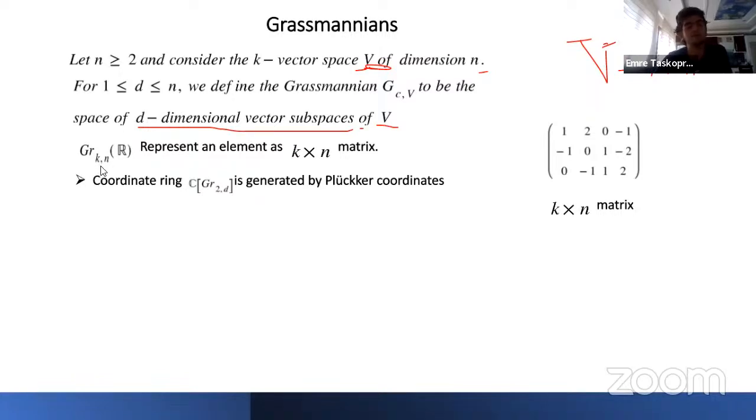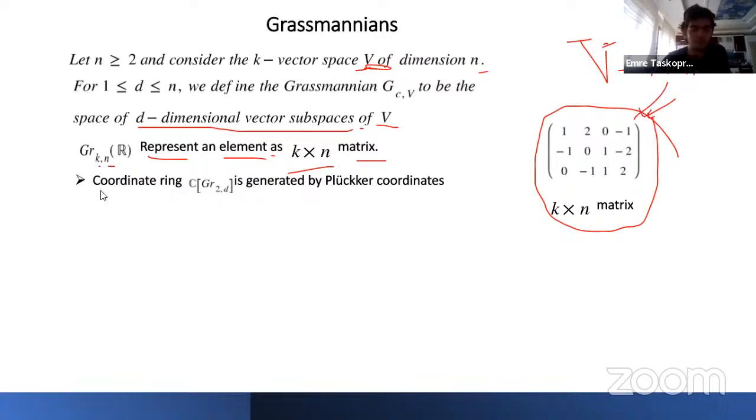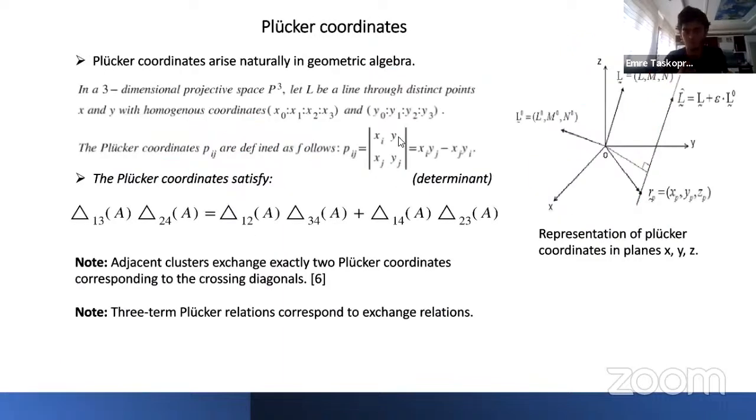The Grassmannian of k-dimensional vector subspaces of n represents elements as a k times n matrix, which we can see arbitrarily chosen right over here. The coordinate ring of the Grassmannian of two-dimensional vector subspaces of a d-dimensional vector space is generated by Plucker coordinates. Plucker coordinates are in the next slide that I'm going to mention. We have Plucker coordinates here.